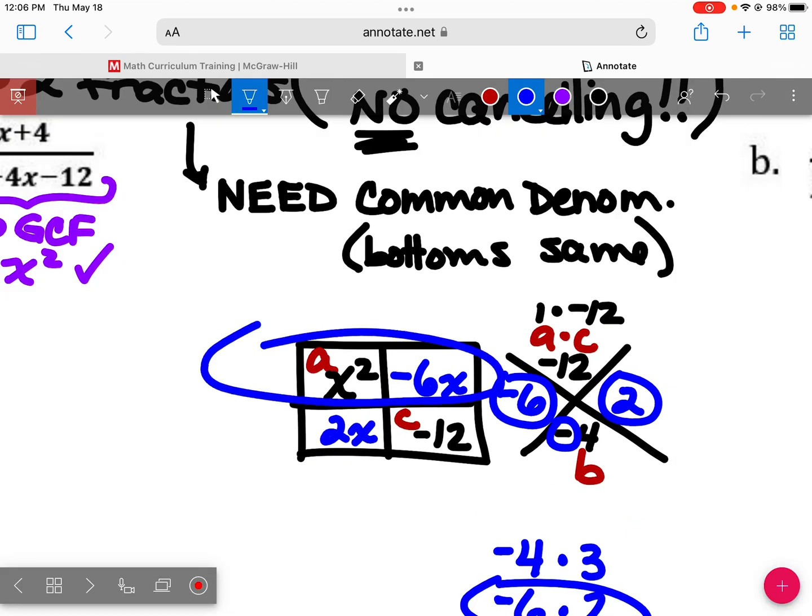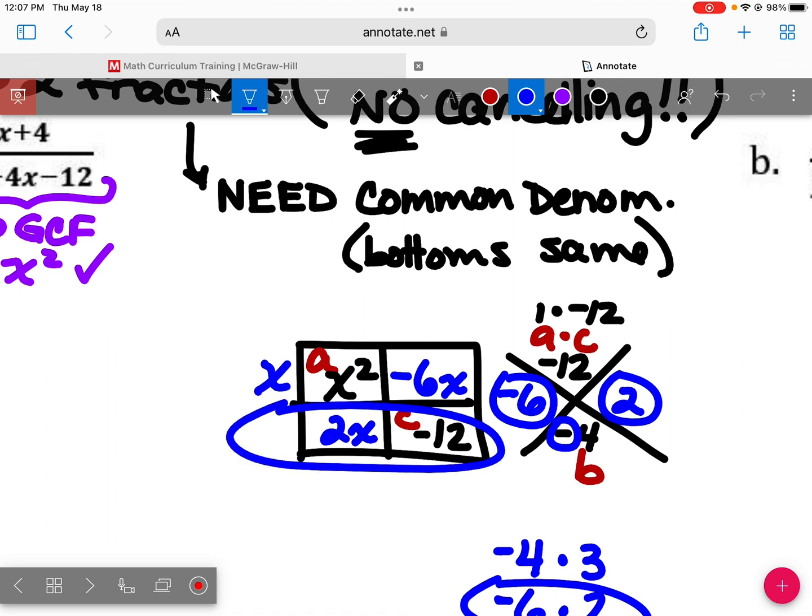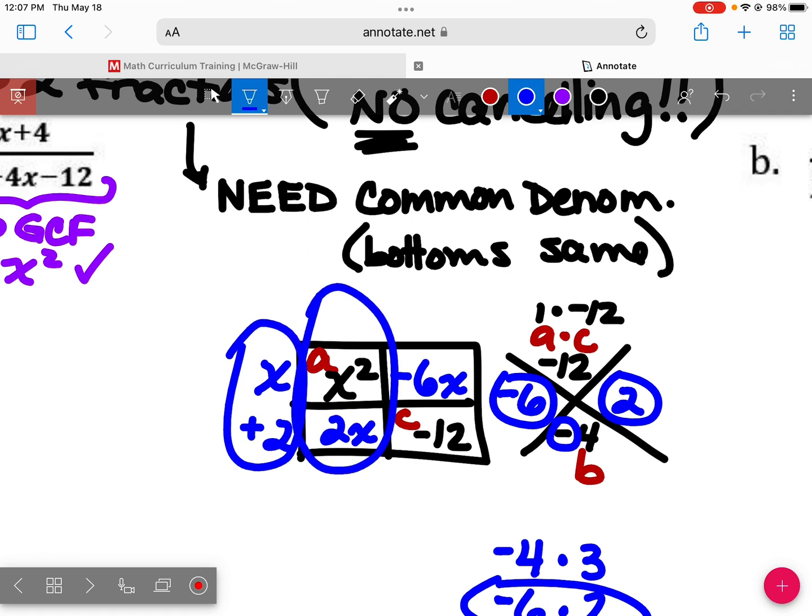What's the GCF? What's the biggest thing I can take out of x squared and negative 6x? I can take an x out. What about 2x and negative 12? 2, positive or negative 2? Positive. X squared and 2x, x. Negative 6x and negative 12, negative 6.